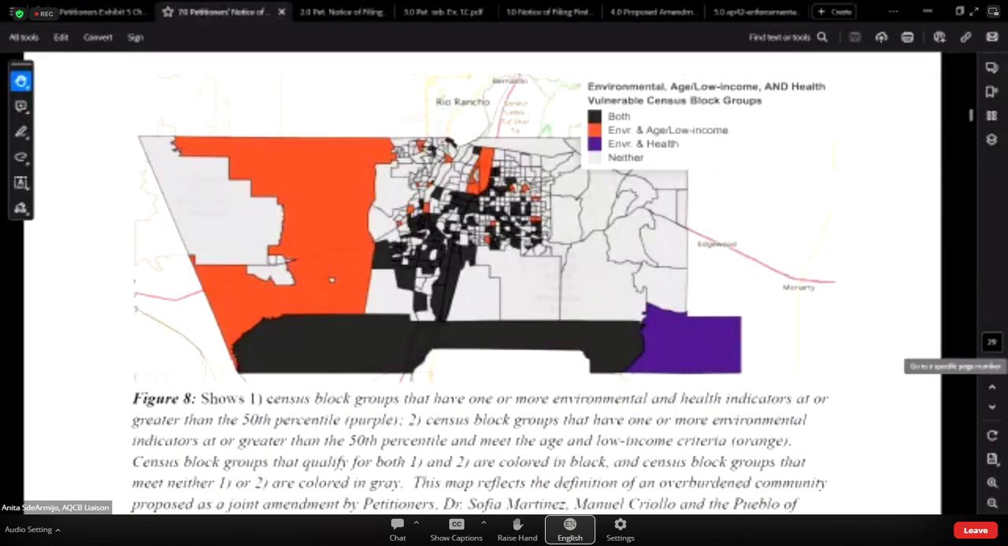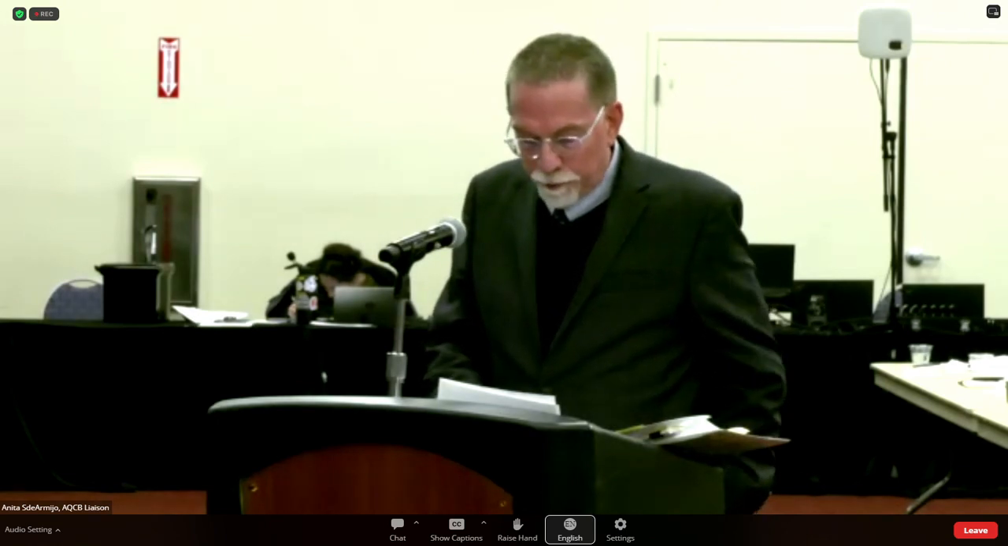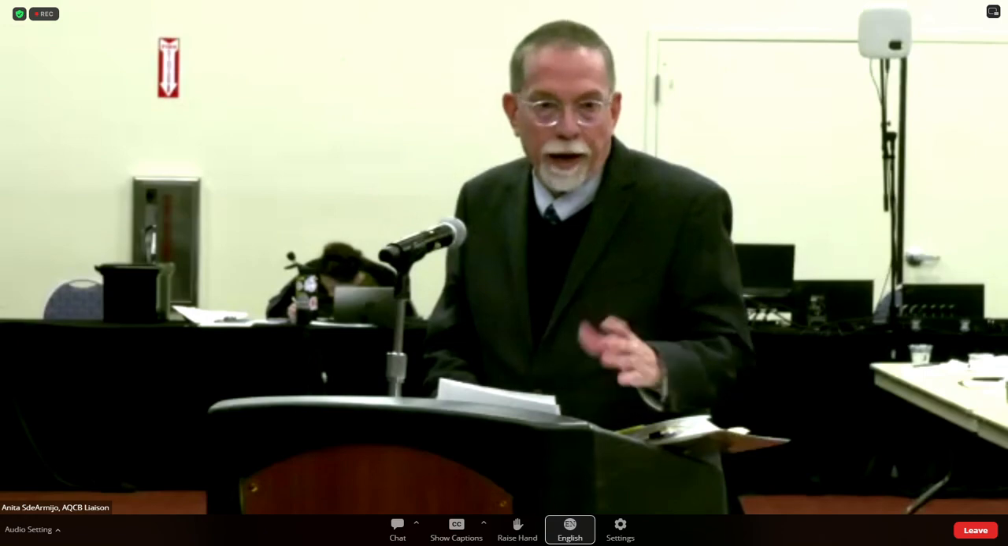Correct. And then the red is still considered overburdened, but that is under the environmental and age and low income test, if you will. Yes. And then the small bit of purple that's left, that would be the portion of the environmental and health criteria that is not already covered by the black, essentially. Right. Do you know if anybody lives in that purple area? I can't speak to that. We didn't analyze population, as I mentioned earlier.